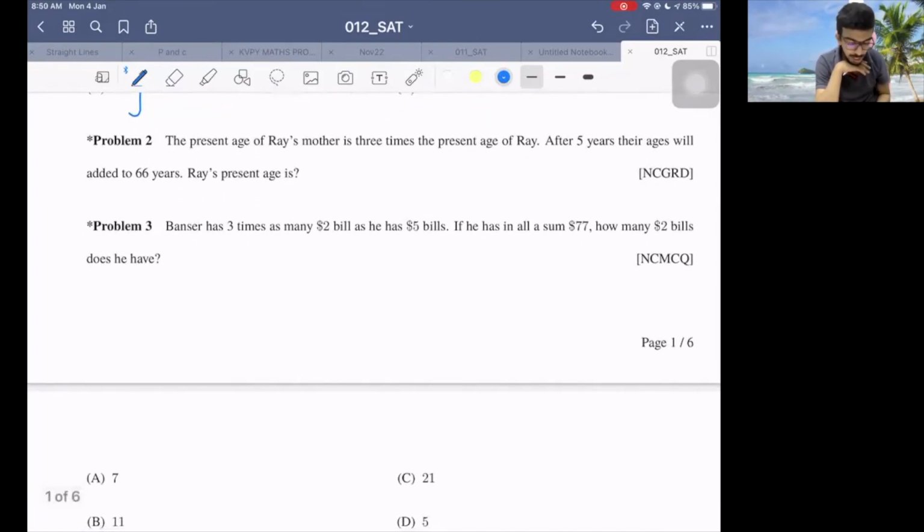Let's see question number 2. Please work it out, take a minute or two, and then get the answer. Question number 2. The present age of Ray's mother is 3 times the present age of Ray. After 5 years, their ages will add up to 66 years.